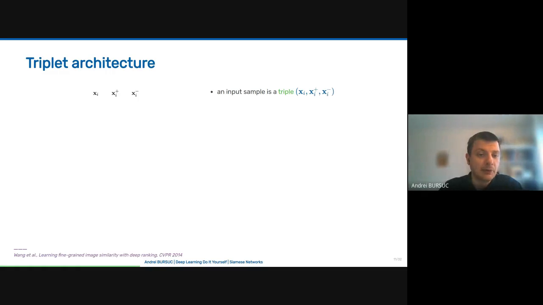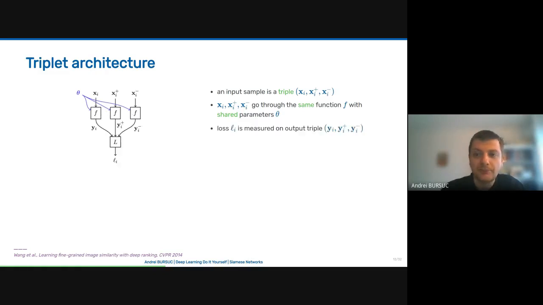It's kind of obvious from the name. We don't have pairs, we have triplets. We have an input image xi, and for it we have a positive image and a negative one. So the pipeline is more or less the same. We pass them through this network with shared parameters, theta, and we look at their output vectors y, and we will compute a triplet loss.